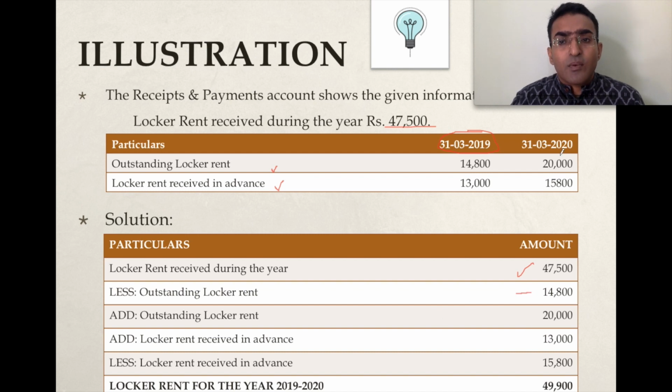Now see this. 20,000 rupees outstanding. As on which date? 31st March. So we are adding it. Why? Because it relates to the current year. Yes. Then previous year we received an advance. See this, 13,000. We received an advance in the previous year. That means it relates to the current year. Okay. So we will add it, and if we received some advance during the current year, that means that's for the next year, so it will not be recorded. So you have the answer here. Okay.